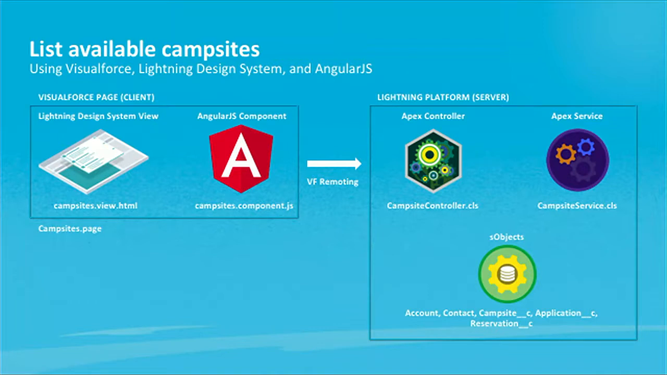So if we're looking at architecture here, one thing we're going to need to do is list what campsites are available. So to do that, I wanted to use Angular here, just kind of spice things up a little bit. So if you're a fan of the AngularJS library for building front ends, you can use that in your community. And so, the latest and greatest in the AngularJS world is components. So with this example, we are creating a view using Lightning Design System and then using an Angular component. And using something called Visualforce Remoting, we're going to make requests out to Apex to get data and then present that back to the user.